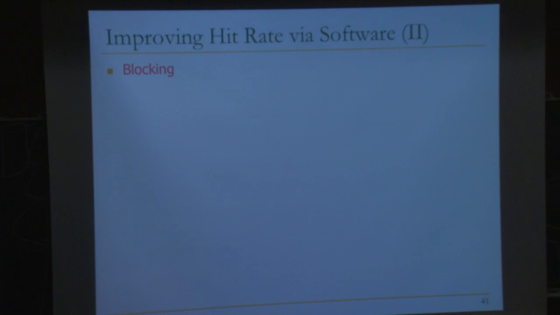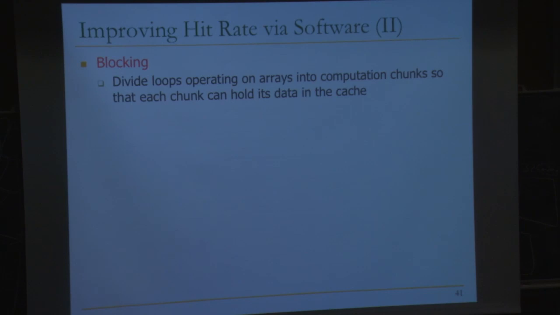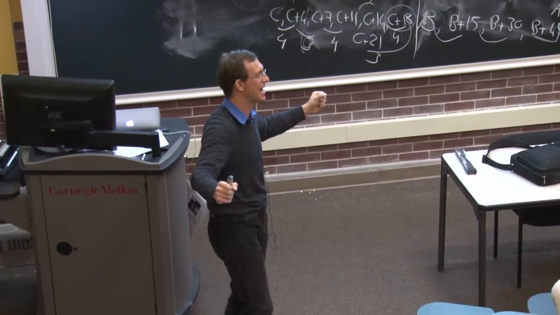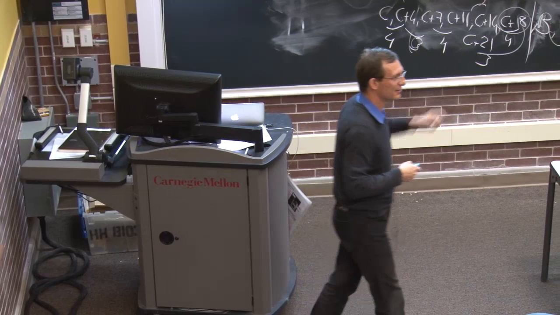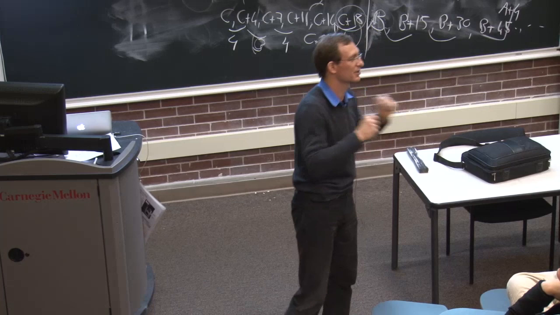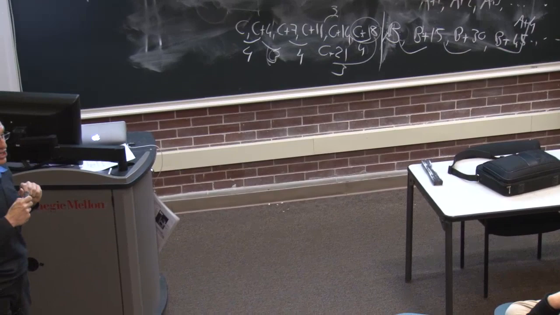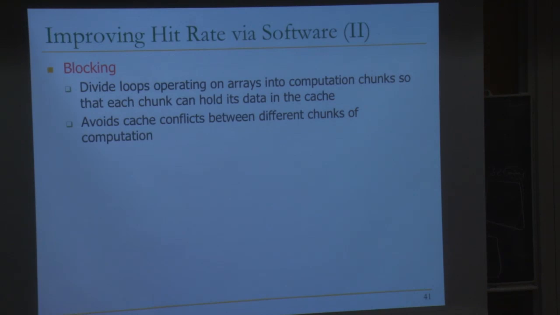OK, I've talked about blocking. And blocking is another way of improving hit rate. The idea is divide the working set of a program into chunks that can fit into the cache. That's another way of saying that. You can divide the loops operating on arrays into computation chunks so that each chunk can hold its data in the cache. The reason it's formulated as arrays here is because this is much more effective with arrays. It's a lot harder to do with irregular accesses. So this avoids cache conflicts between different chunks of computation. Right? You operate on one chunk of data first, finish what you do, you operate on the next chunk next.